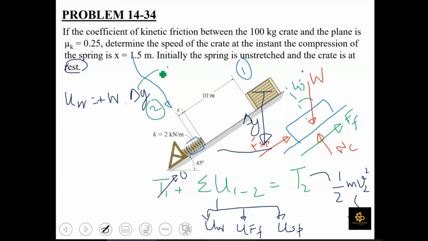Sir, sine 11.5. So if I write it as 10 plus x sine 45, is it going to be correct, where x is 1.5 meters? I have written it in terms of x. Yes sir. Okay, so it is going to be 10 plus x, or you can directly write 11.5 sine of 45. So this is going to be the work done due to weight. Is this point clear to all of you?